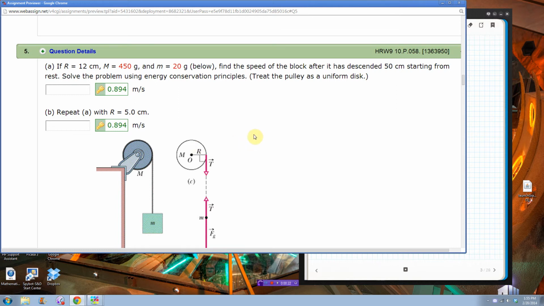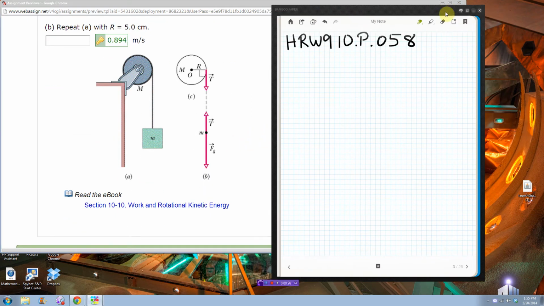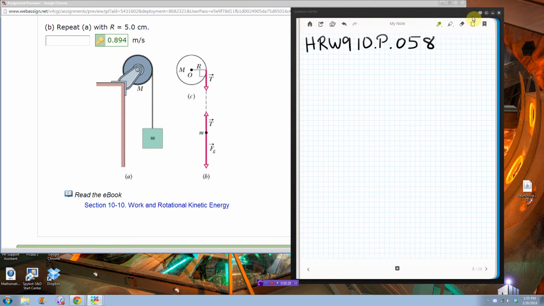Treat the pulley as a uniform disk. So here's our pictures of what's going on. When they say use energy conservation principles, what we're saying is whatever energy it had when we released it, that's the same total energy in the system after it's fallen 50 centimeters as well.